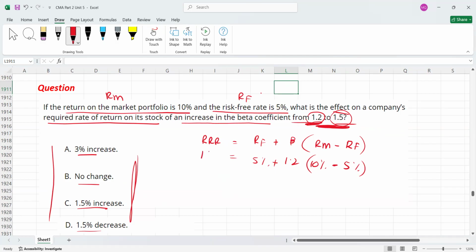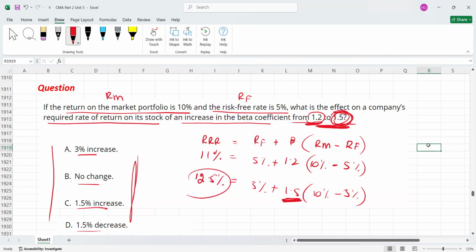Is it 11%, guys? Can you check the calculation? Then you have to calculate if the beta is 1.5. Please check the calculations on your calculator. Okay, if it is 11%, fine. Now let's try beta of 1.5. Return on market is 10%, risk-free rate is 5% plus risk-free rate 5%, just changing the beta. Now I believe you will get maybe 12.5%. Can you recheck on your calculator?